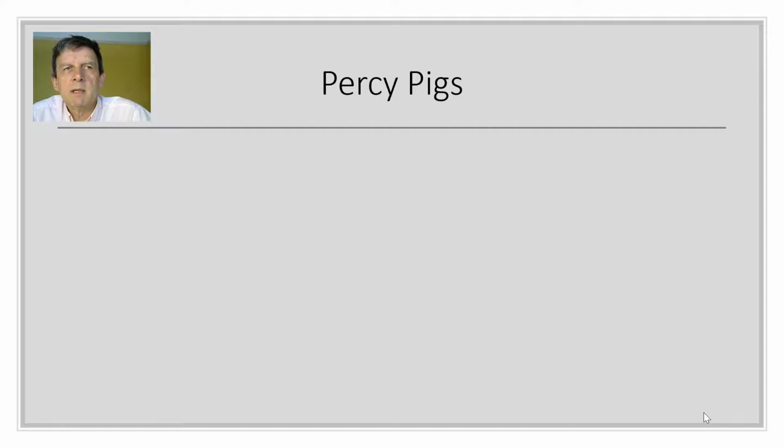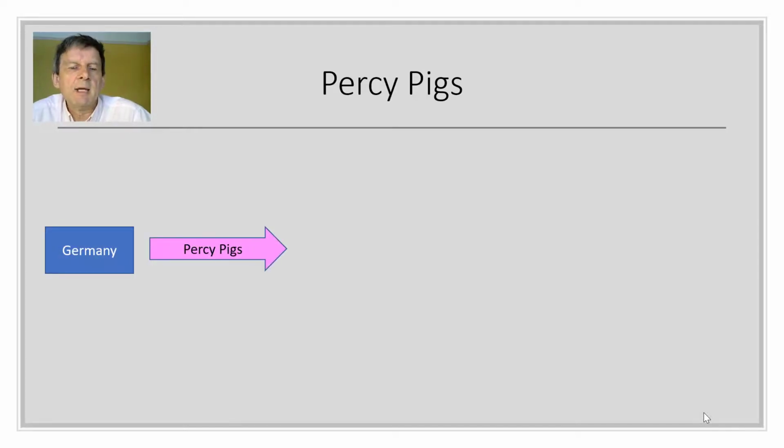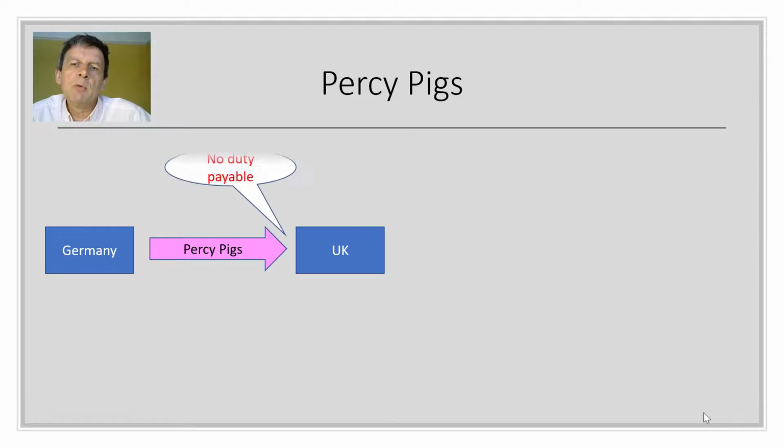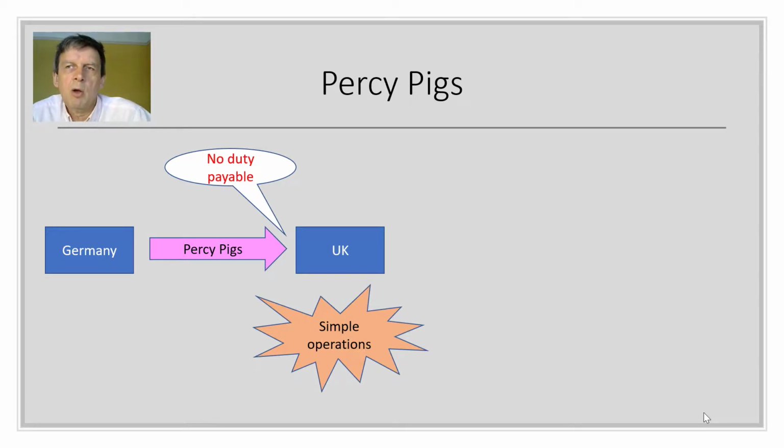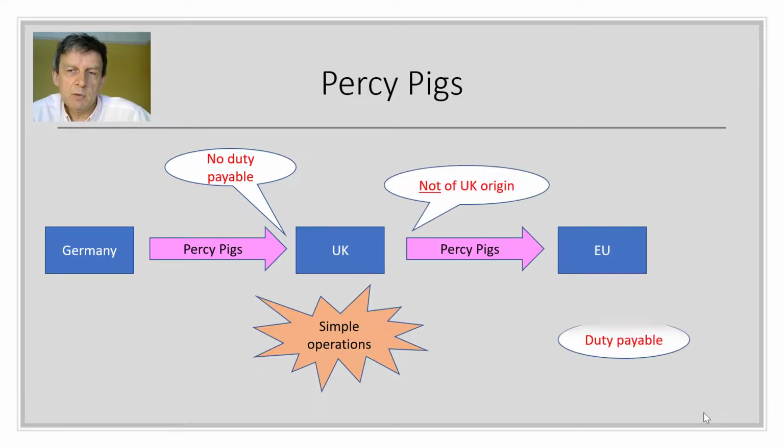Now you may well have read in the national press the concern around Percy Pigs and Marks and Spencer. Percy Pigs are made in Germany and they're just imported into the UK. There's no duty on that movement because they originate from Germany into the UK. But all they do in the UK is just move them on. So just simple operations. As they're simple operations, you can't regard the Percy Pigs on export as originating in the UK. So unfortunately, you're exposed to duty when those Percy Pigs go back out into the EU.